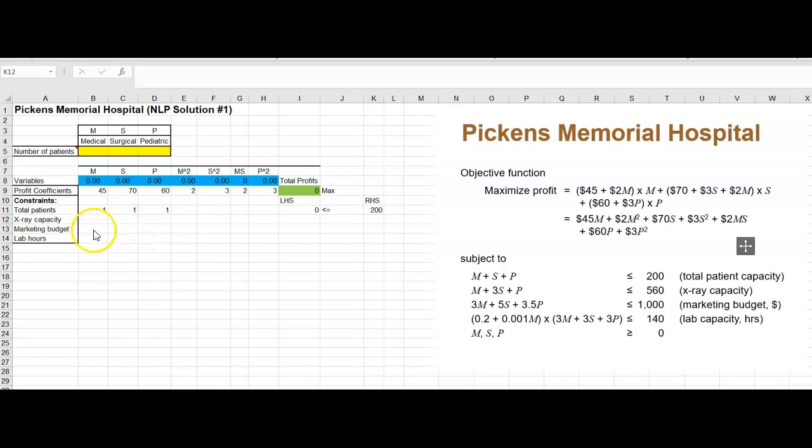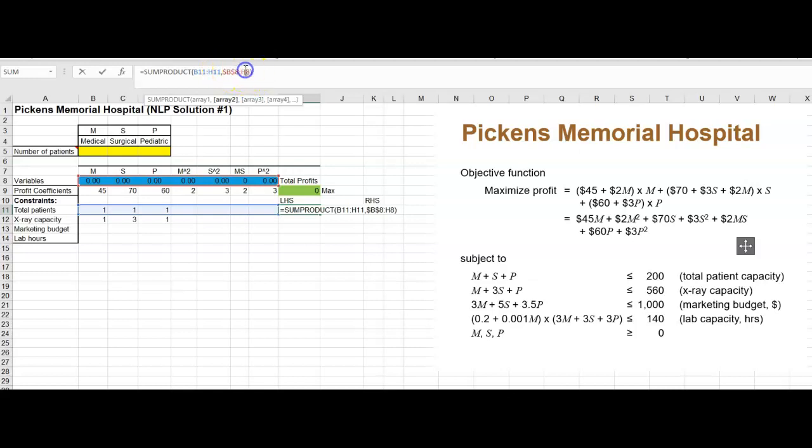Now let's move on to our next constraint, which is on X-ray capacity. The left-hand side says 1m plus 3s plus 1p. So 1 under m, 3 under s, and 1 under p. Again, the remaining terms are not in our equation, so we leave them 0. And here I can convert my equation into constant references.